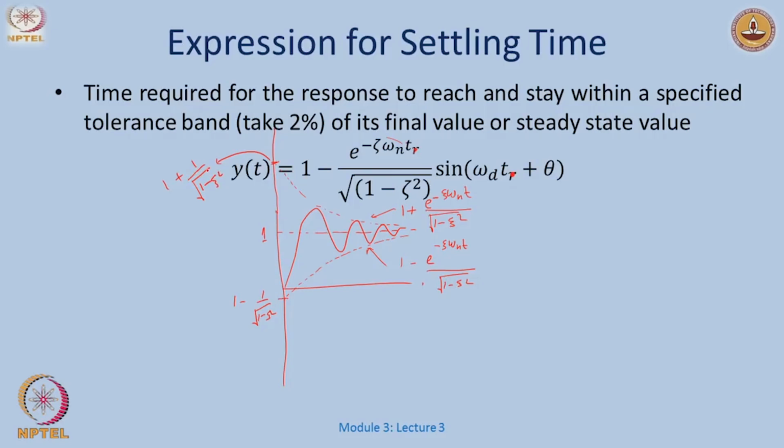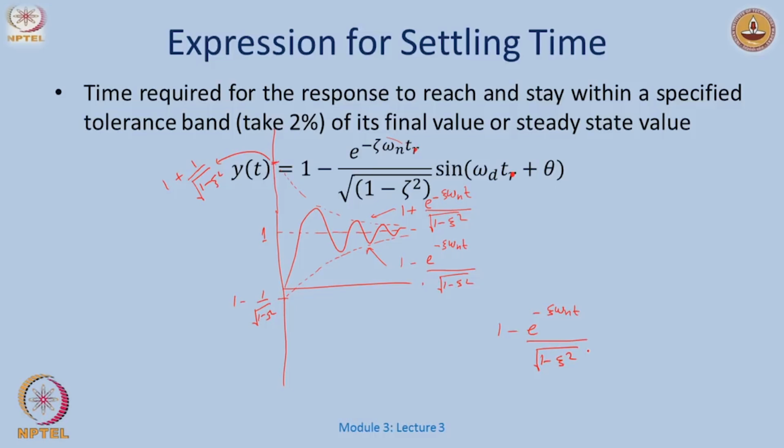So this is all good. If I ask when the curve inside the solid line reaches within 98% and stays there, the answer is whenever these bounding curves reach within the 98% and stay there, because the solid line is just enveloped by these two curves. So I can just look at the response of the bounding curve. Let us take the bottom one, for example: 1 minus e power minus zeta omega n t over square root of 1 minus zeta square.